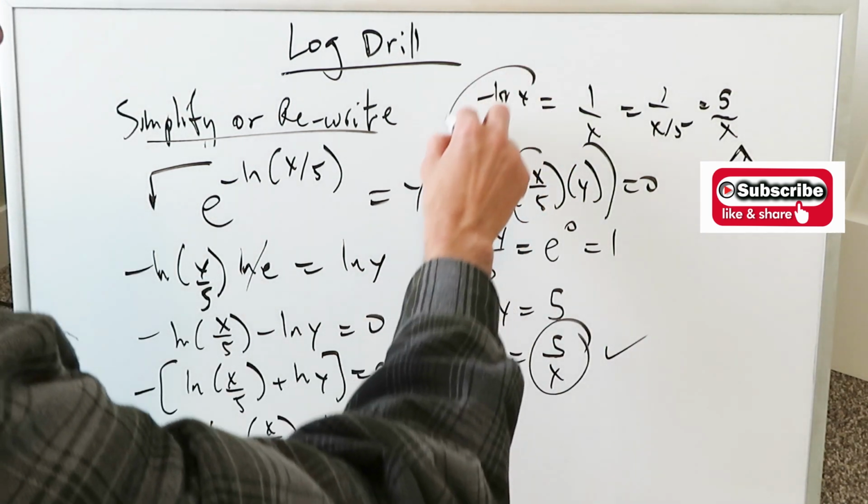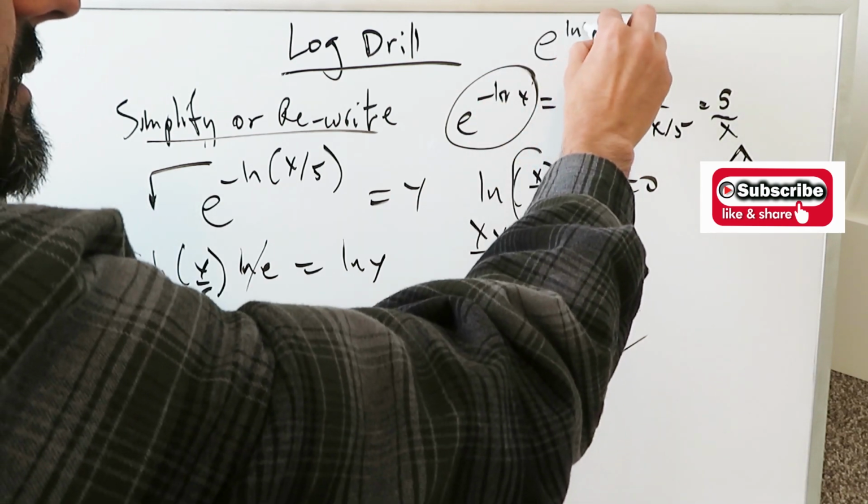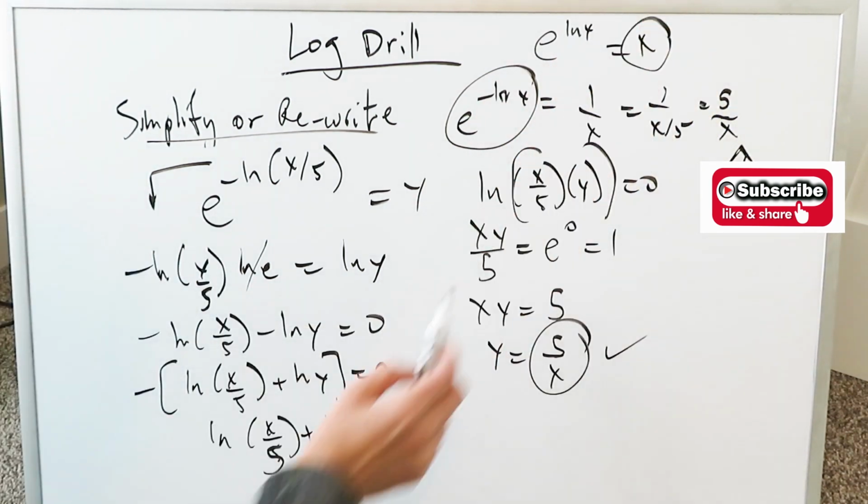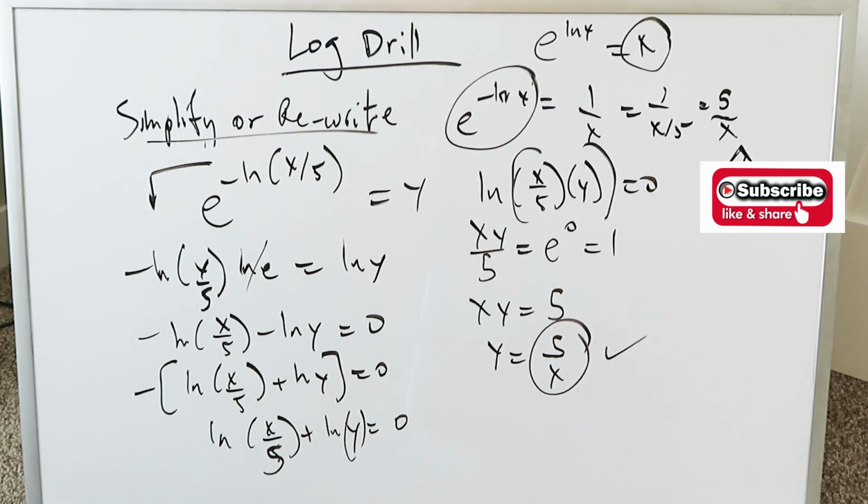So remember this specific property, highly important, and this one right here, e to the ln x is equal to just x, highly important. These properties are very important and they should not be forgotten.